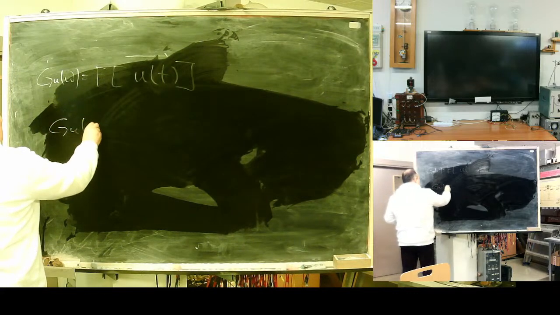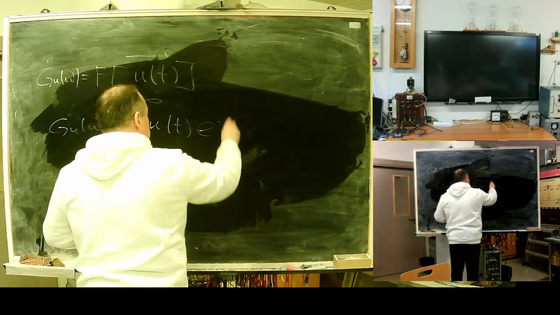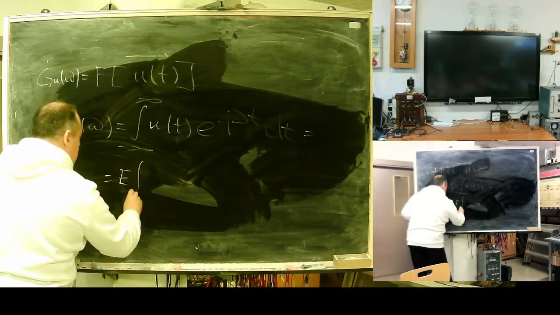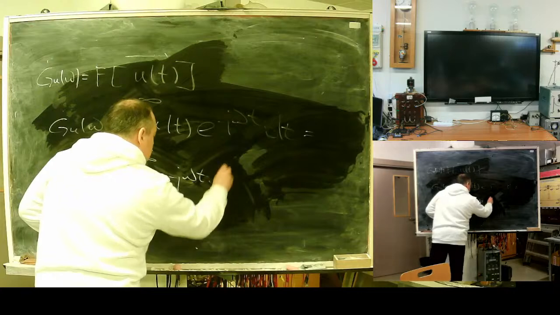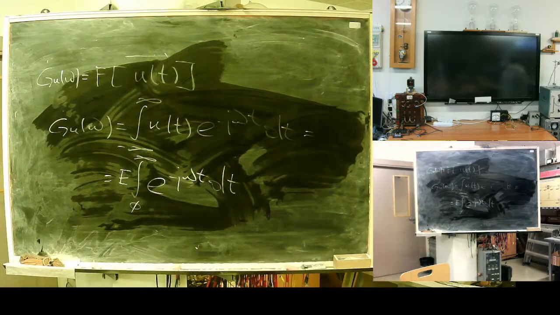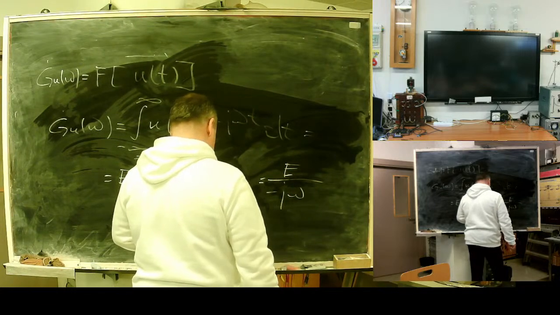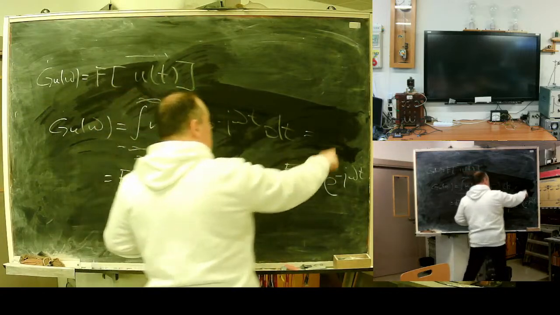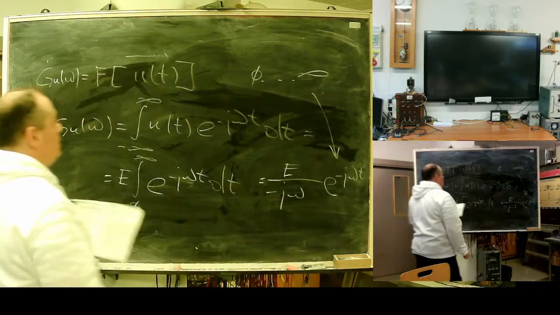So what should I do? I should perform integration over infinity of e to the power minus j omega t. That's what I should do. This means E integrated from 0 to infinity of e to the power minus j omega t dt. Easy, easy, easy. So I will get E divided by minus j omega, multiplied by e to the power minus j omega t, and here I should evaluate from 0 to infinity. Here are my margins.